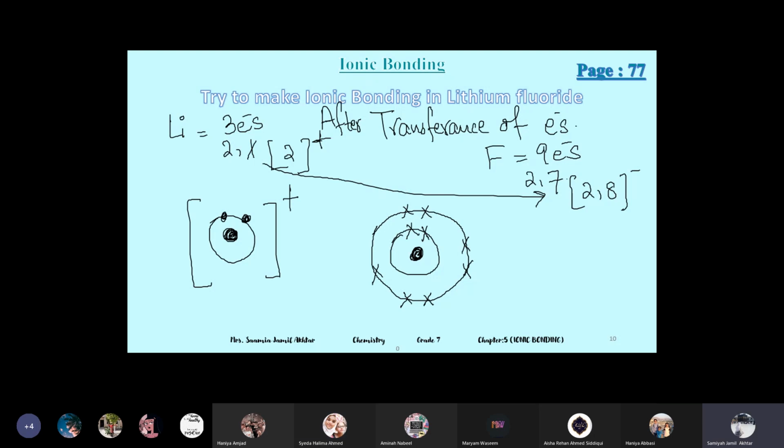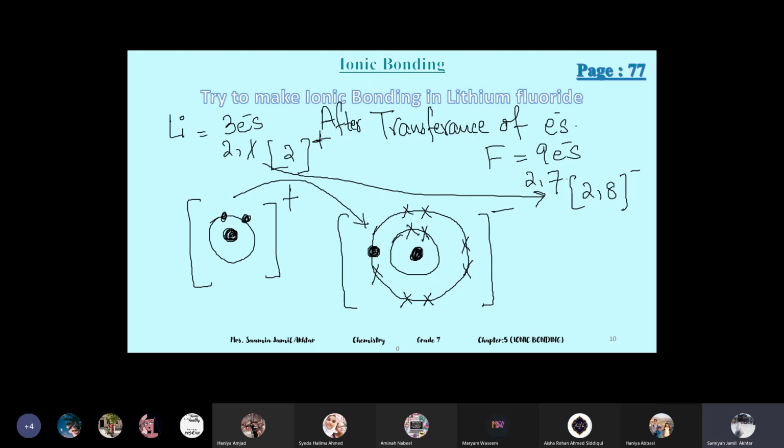Now fluorine had previously 7 electrons, so 1, 2, 3, 4, 5, 6, 7. 7 electrons of fluorine. I'm indicating them by cross, and the circled one dot is transferred from lithium. You can make this dot anywhere. Square brackets and then the minus sign. So this is the dot and cross picture of lithium fluoride.